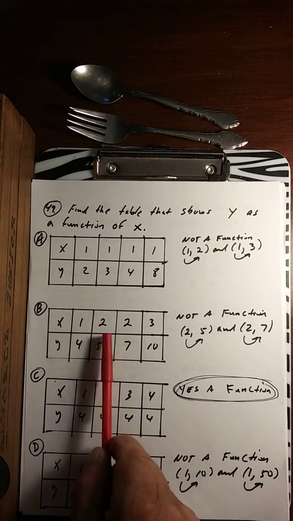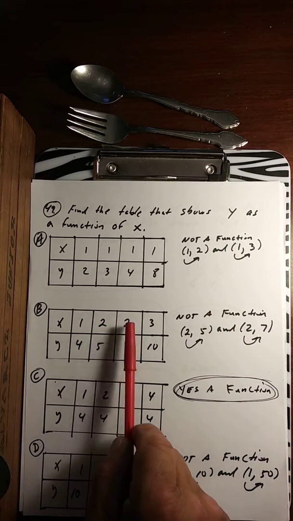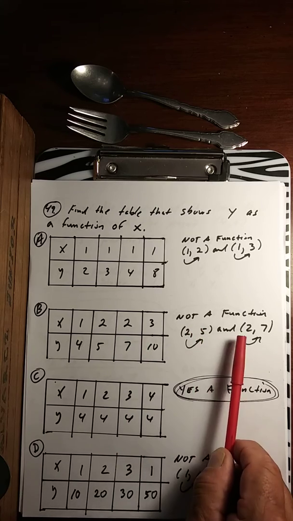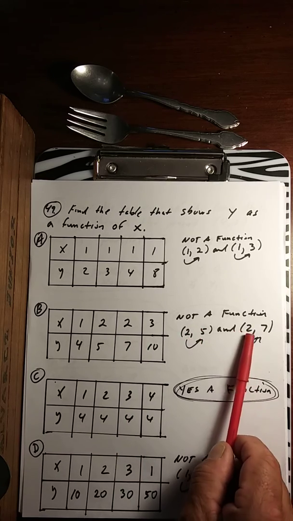This one, 1 goes there, 2 goes to 5, and 2 goes to 7. 2 goes to 5, and also 2 goes to 7. 2 can't go to two different places.